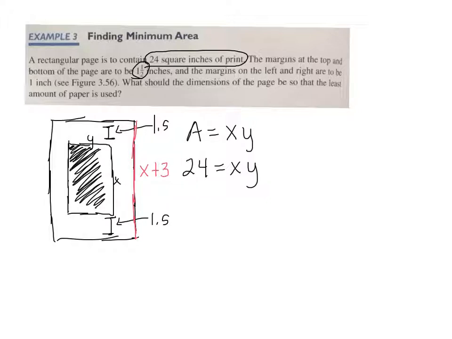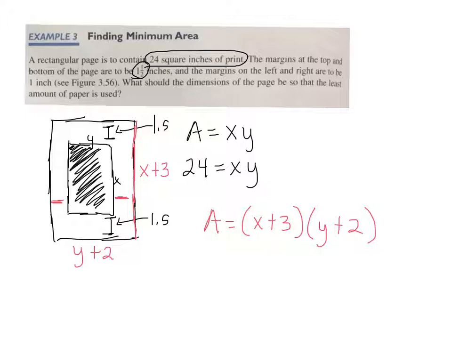And then they said the side margins, the distance here was 1 inch, and the distance here was 1 inch. And so the entire bottom would be 1 inch plus 1 inch, which is 2 inches, plus Y. So we've got Y plus 2. The question's asking us, what should the dimensions of the entire piece of paper be so that the least amount of paper is used? So we want to minimize our function once we get it. And so my overall area of the page is X plus 3 times Y plus 2.